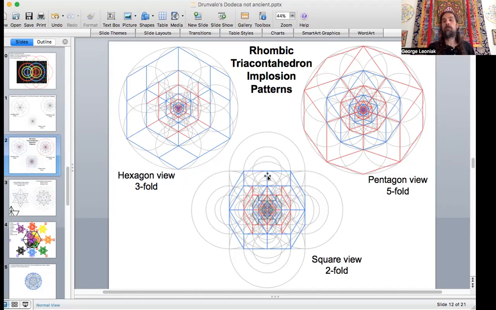Here it is from 3 different perspectives: the 2-fold, 5-fold, and 3-fold. A hexagon view, a square view, as I call them, a pentagon view, because I often get a little confused with the folds or lines of symmetry. To me, this is how I draw squares. This is how I draw pentagons or decagons, and this is how I draw the hexagons.